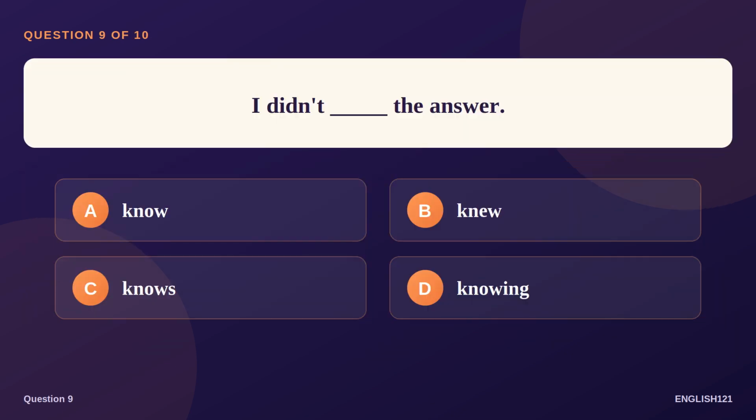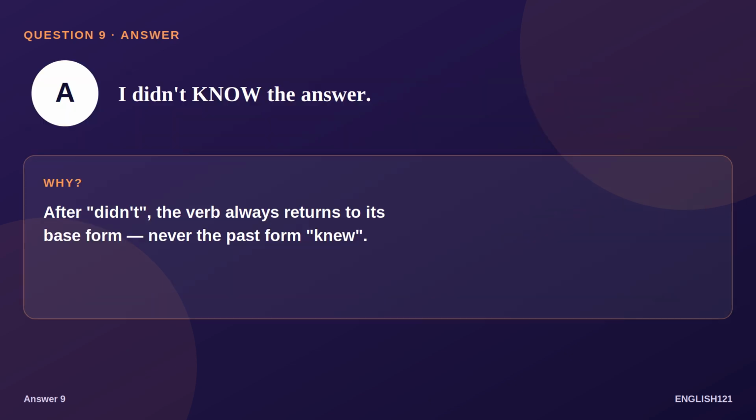Next question. I didn't blank the answer. Know, knew, knows, knowing. The answer is I didn't know the answer, because after didn't, or after did in general, the verb always returns to its base form. So never the past form knew.